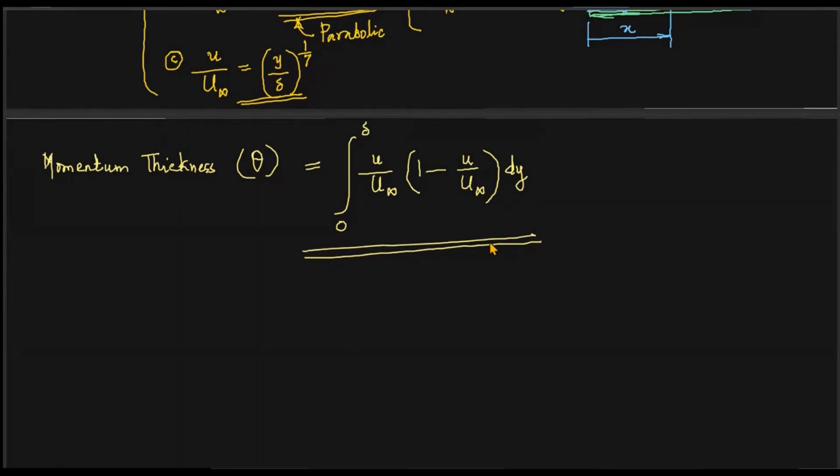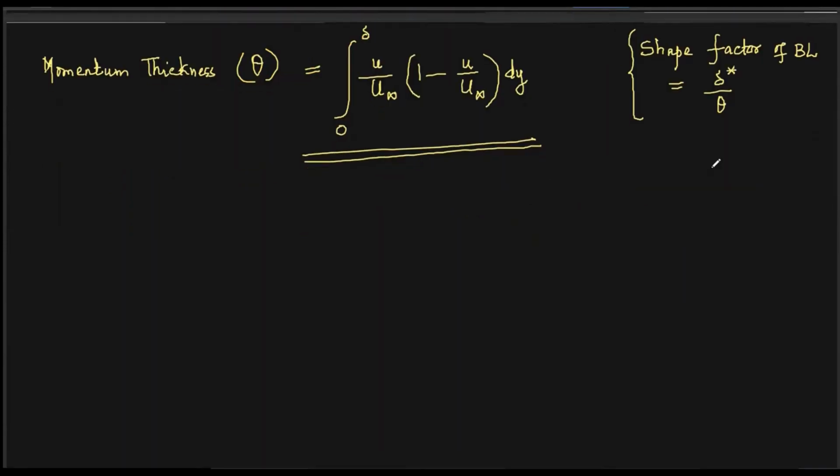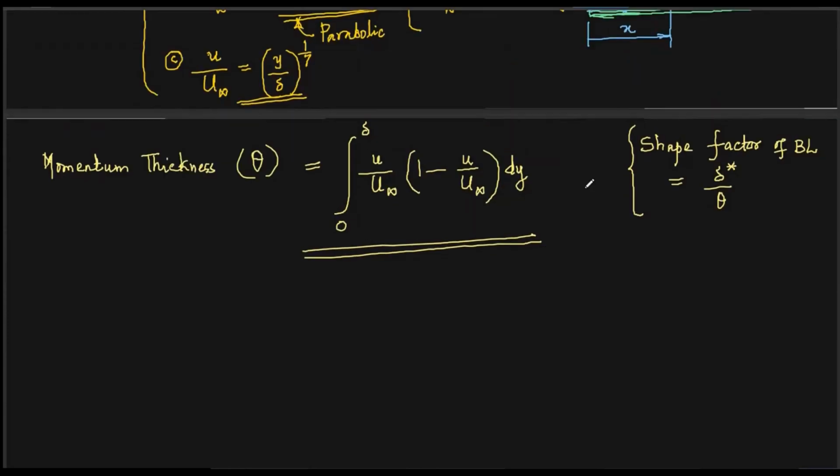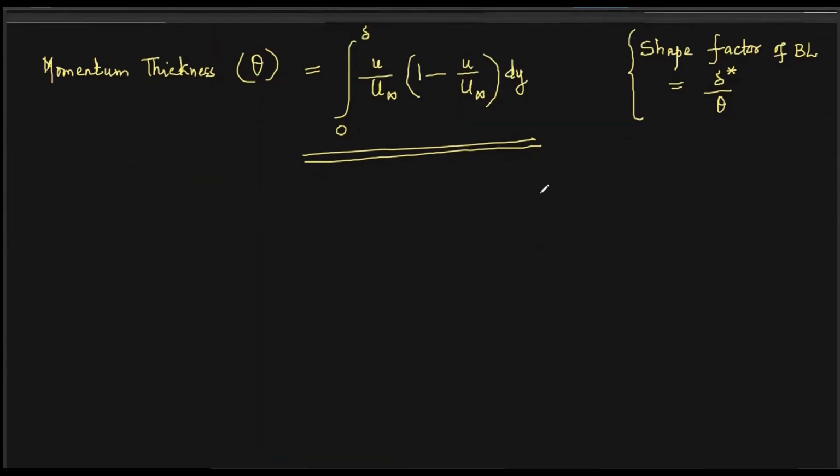It's a very important term, momentum thickness. And there is a term related to the boundary layer represented by shape factor. So the shape factor of a boundary layer is actually the ratio of displacement thickness to momentum thickness. Displacement thickness is delta star, momentum thickness is theta. So shape factor is the ratio of these two. Please do remember, because in some numerical problems we will be calculating this shape factor also. Shape factor means the ratio of displacement thickness to the momentum thickness for the given boundary layer profile. Okay, so the momentum thickness is this one.